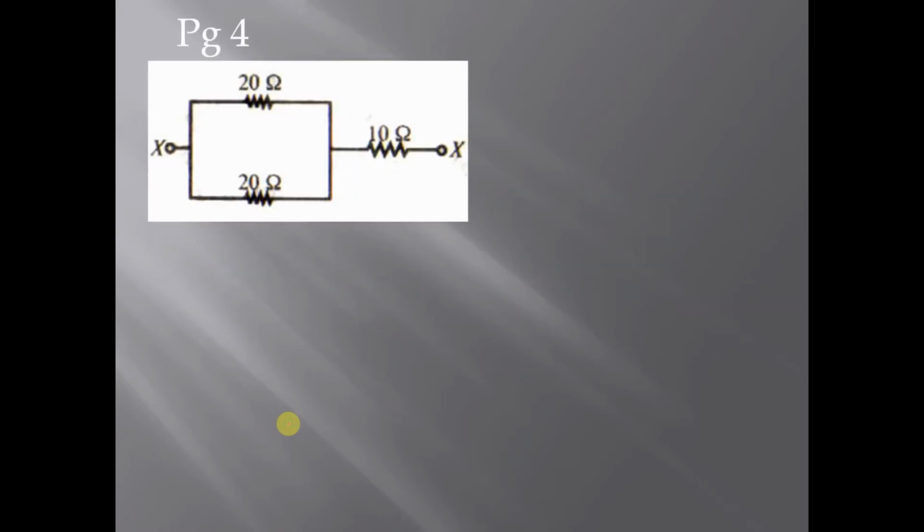So this is a question you can find in my notes on page number 4. Obviously you can see that this is a combination of series and parallel. From here to here, there's one wire, and here is another wire. So it's a parallel, and when they combine together to become one wire again, it becomes a series. So what we can do now is combine.